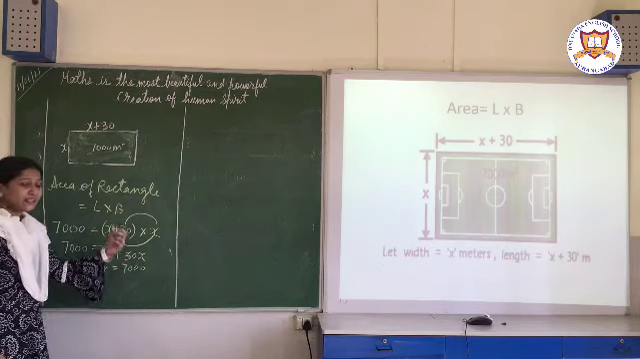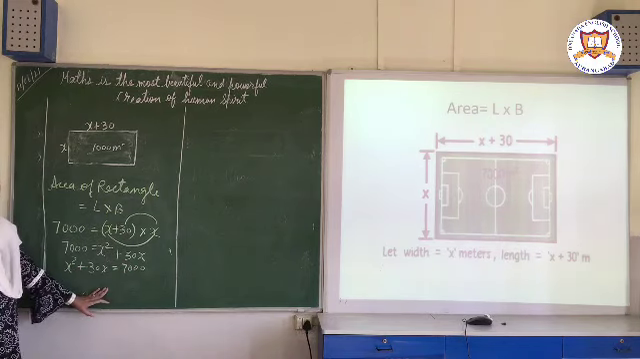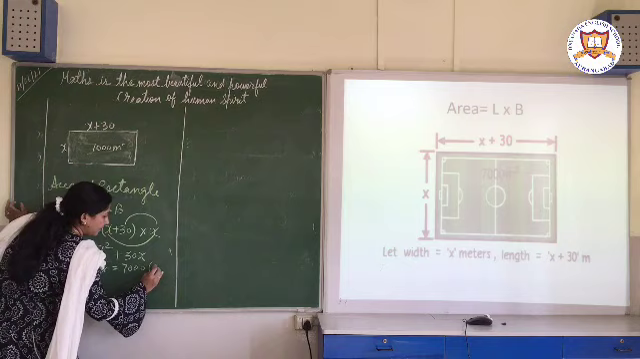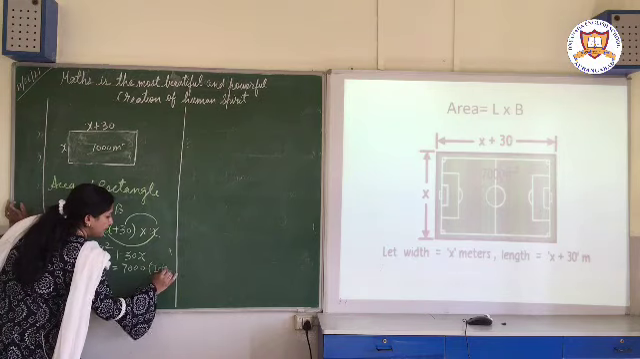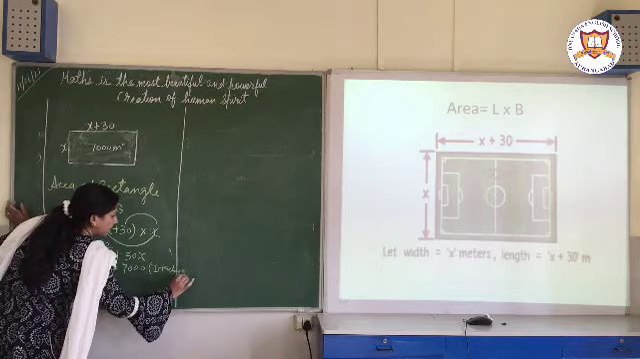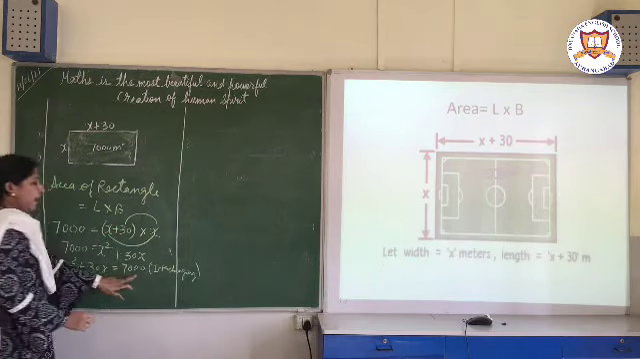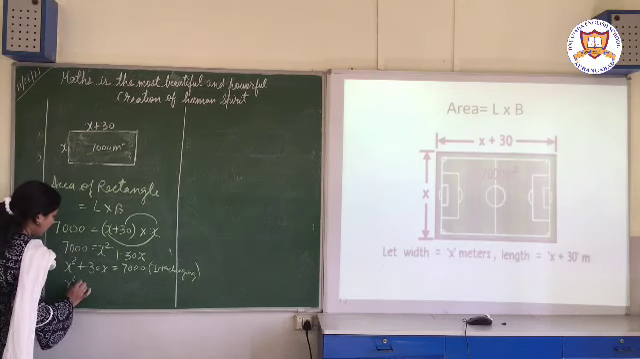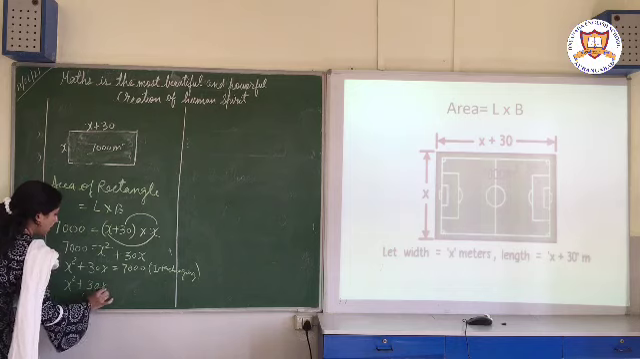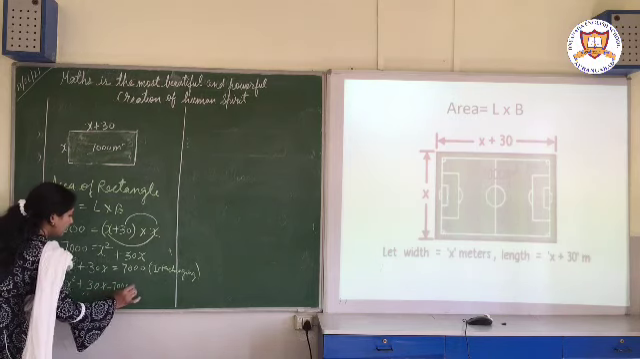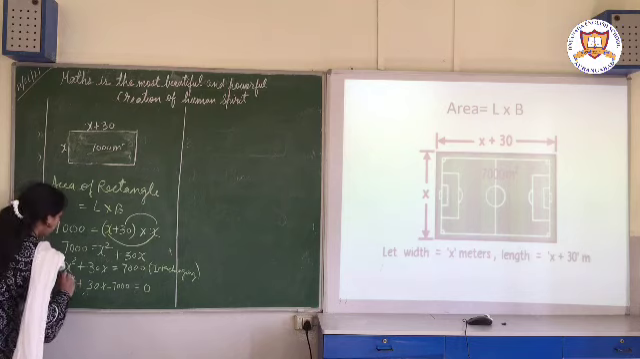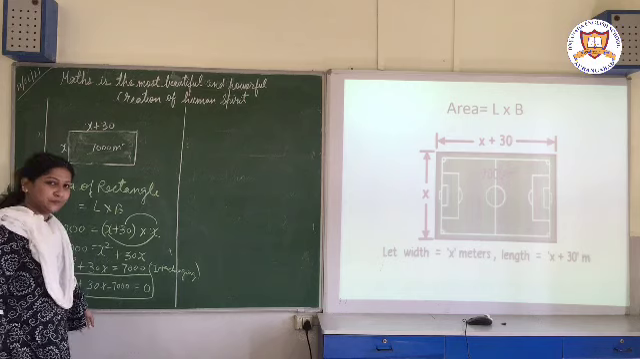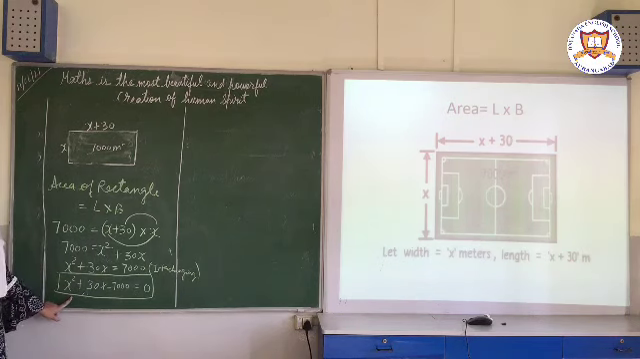But now I want to take this 7000 to the LHS side. So what will happen, and what is this process called? Here we have done interchanging. And now we are taking this 7000 to the LHS. So x square plus 30x minus 7000 is equal to 0. Now just tell me one thing, students: is it a quadratic equation? Yes, it is a quadratic equation.